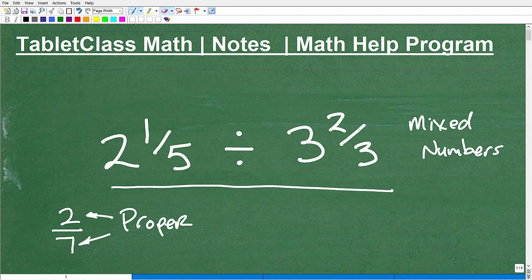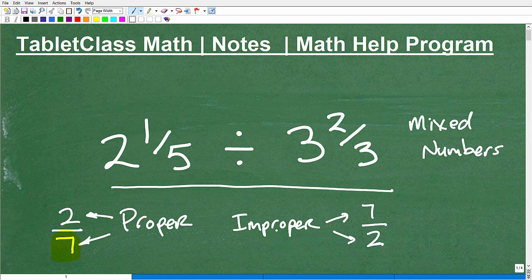Okay, so let's go back to here. A proper fraction is where the denominator, that bottom number, is bigger than that top number. Now, we also have another type of fraction we call improper fraction. And can you guess what that is? Well, if you said the top number is bigger than the bottom number, like 7 over 2, you would be correct. This is where the numerator is larger than the denominator. This is an improper fraction.